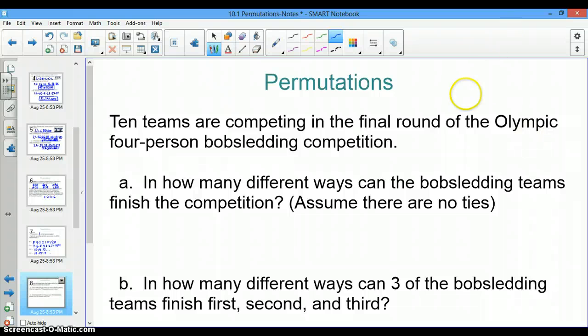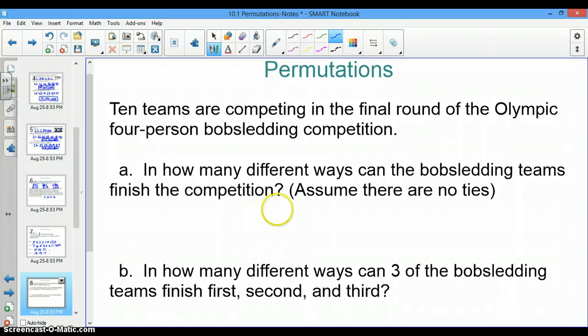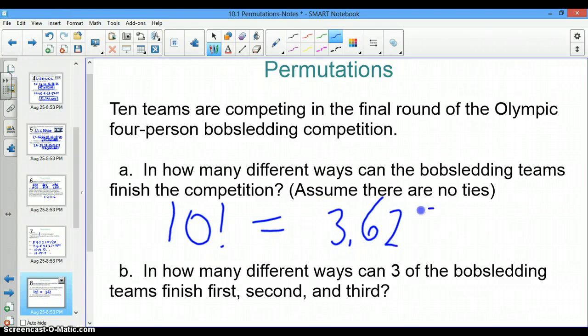Permutations. 10 teams are competing in the final round of the Olympic 4-person bobsledding competition. How many different ways can the bobsledding teams finish the competition, assuming there are no ties? So if there are 10 teams, then it matters what order they would come in. Team A could come in first, then Team B. Or Team B could come in first, then Team A, and so on. So the order does matter. So we could use the factorial button. So 10 factorial, that would multiply all of our numbers together to get 3,628,800 different ways that 10 teams could come in order.